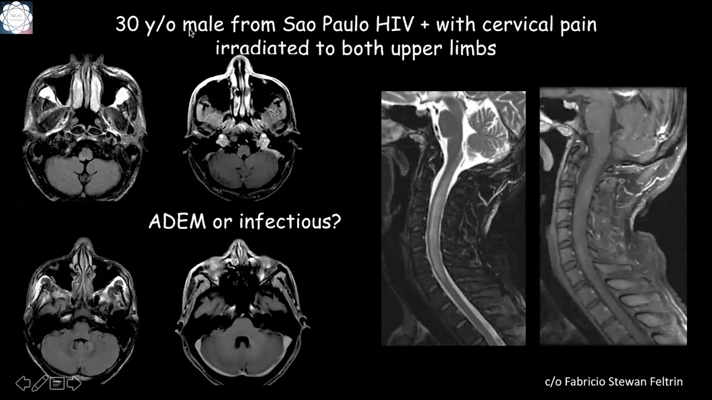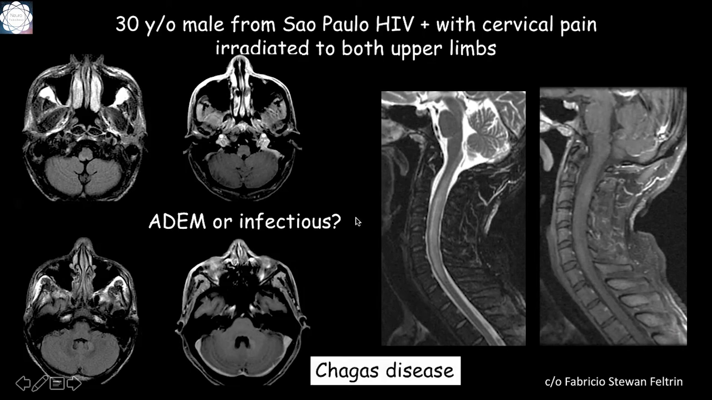Another case, this is a 30-year-old male from Sao Paulo with HIV and cervical pain, with radiation to both upper limbs. And you can see here the presence of this small lesion in the posterolateral aspect of the medulla, alongside this myelitis. This myelitis has some heterogeneous enhancement. It is like an Aiden pattern, but we can think of infectious. It turned out to be Chagas disease.